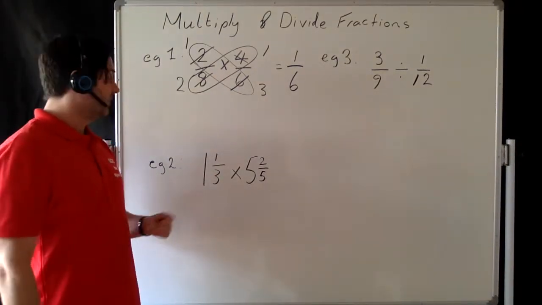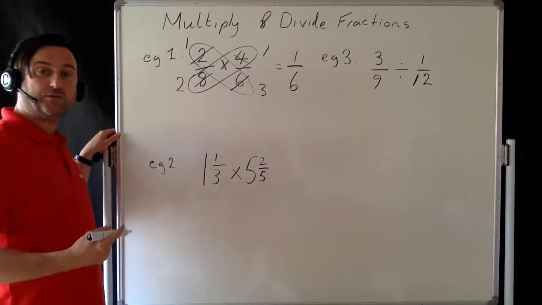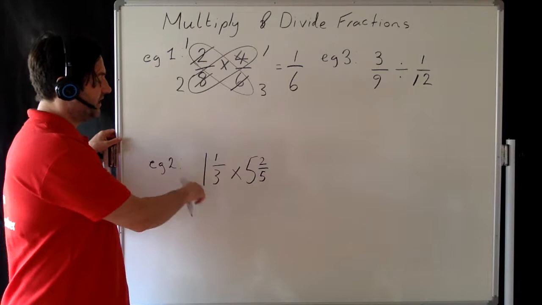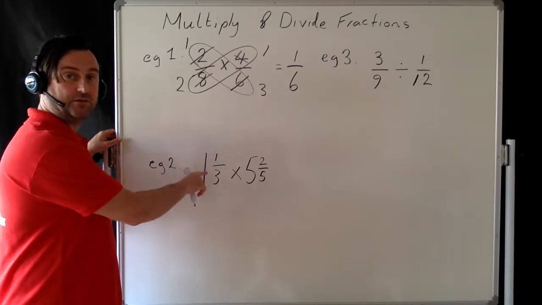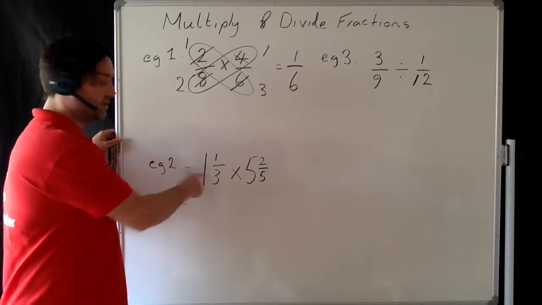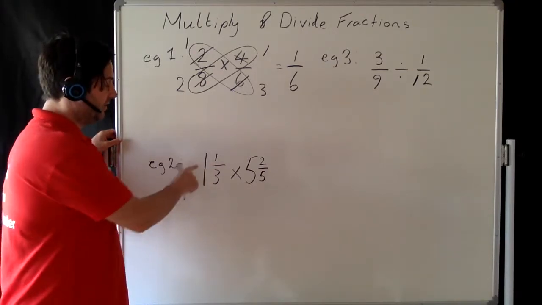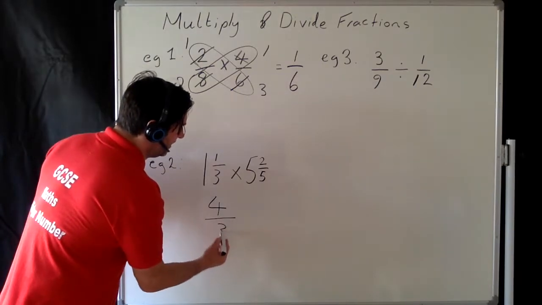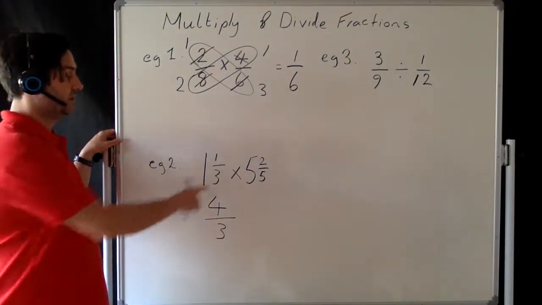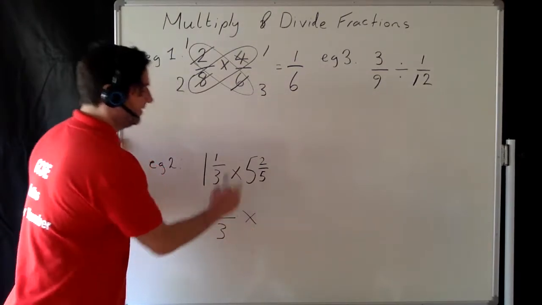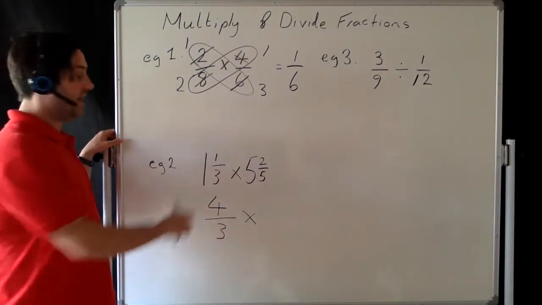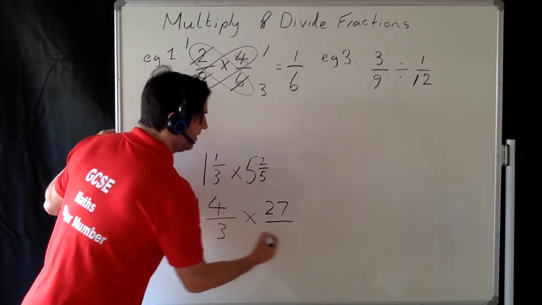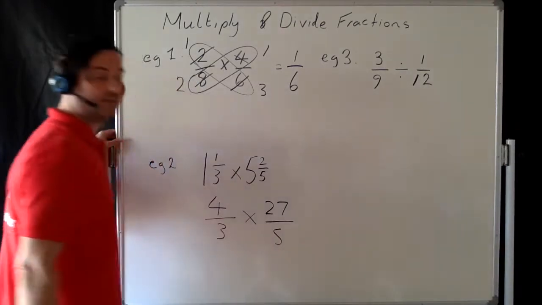Example 2. We've got a mixed number. We first of all need to turn this into an improper fraction. Basically what I'm trying to do is say, how many thirds are there in 1 1/3? The way I do this, I do 1 times 3, add the 1. 1 times 3 is 3, add the 1 is 4, and I write that over the original denominator. Do the same with the second one. 5 times 5 is 25, add the 2 gives me 27, and I write that over the original denominator.